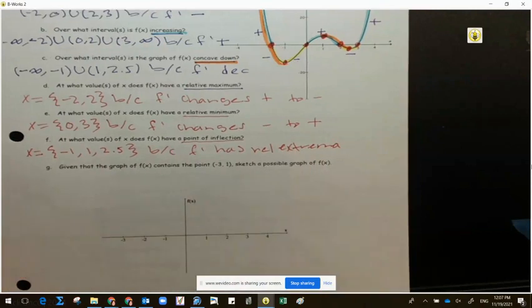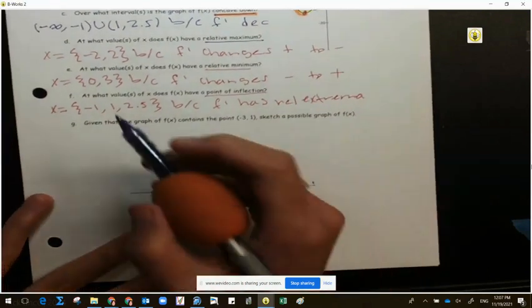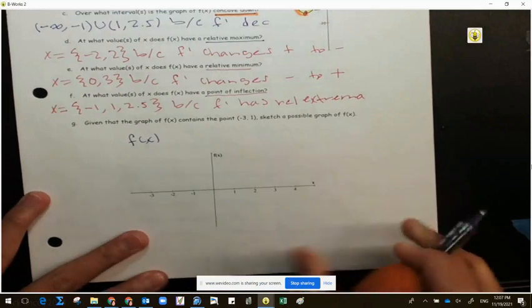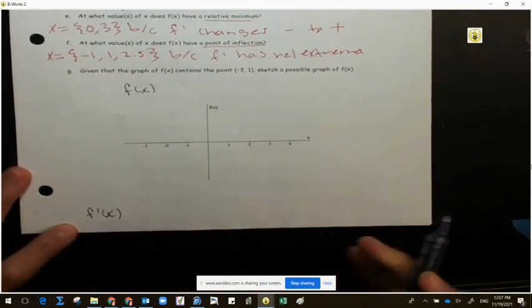All right. So then let's go on to our last piece. Josiah, last one. Go read. Given that the graph of f of x contains the point negative 3, 1, sketch a possible graph of f of x. All right. So we are actually graphing f of x, and we're going to graph that from the known information about f prime of x.